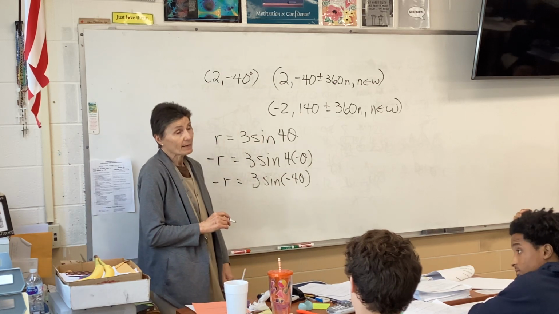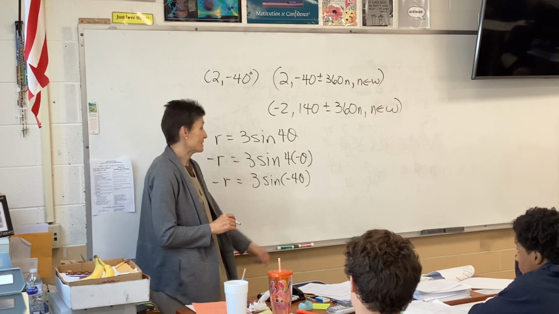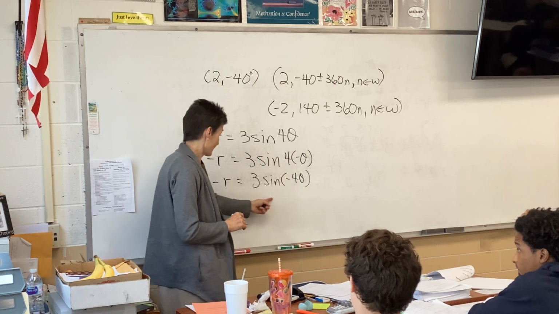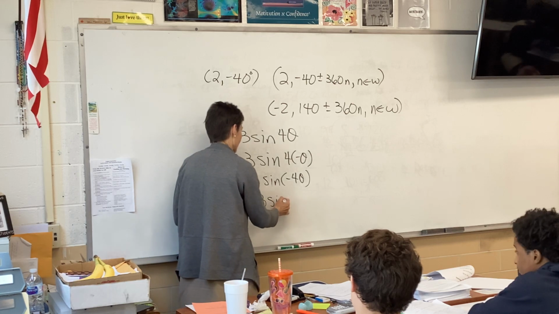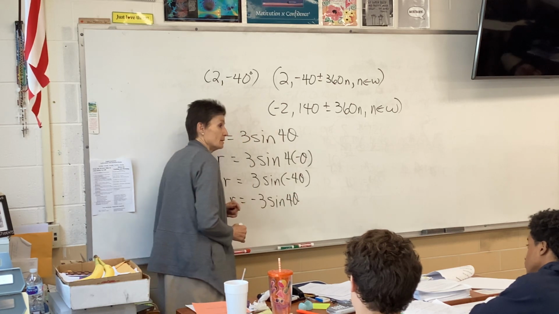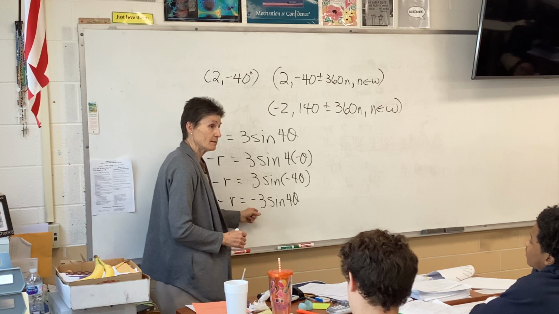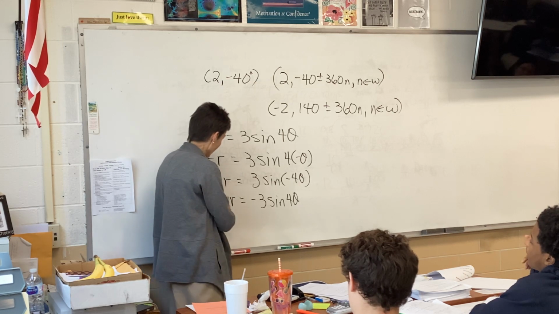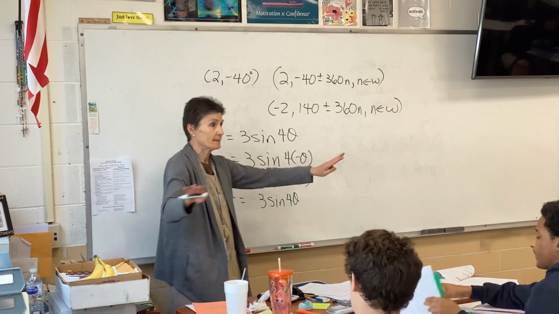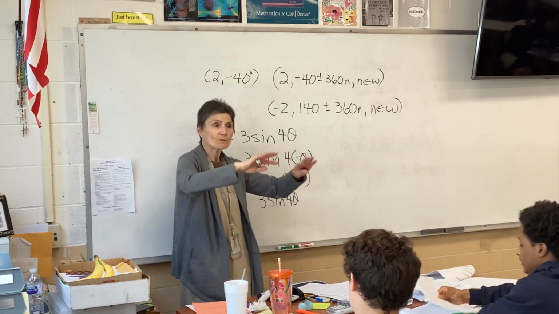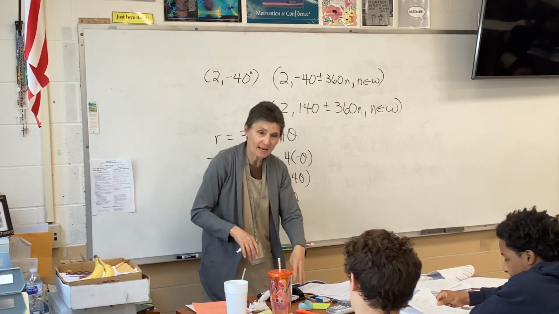Now I have to know about how to handle sine. Sine is an odd function. So what does that mean about that negative? It comes out to the front. What happens to these two negatives? They cancel out. What am I left with? Exactly what I started with. Done. Done.